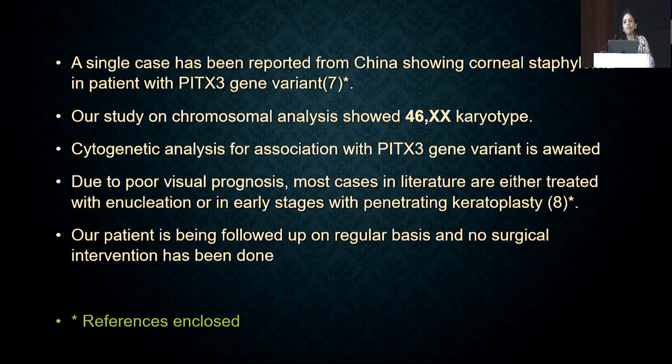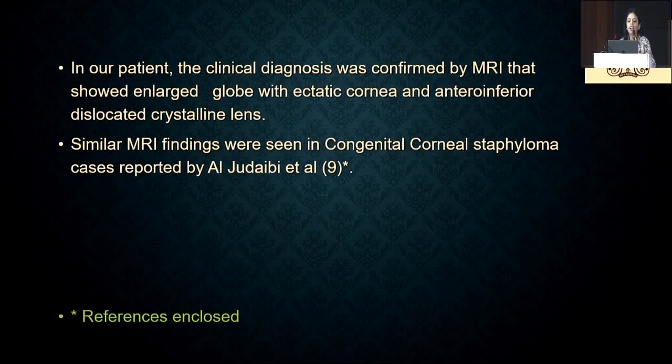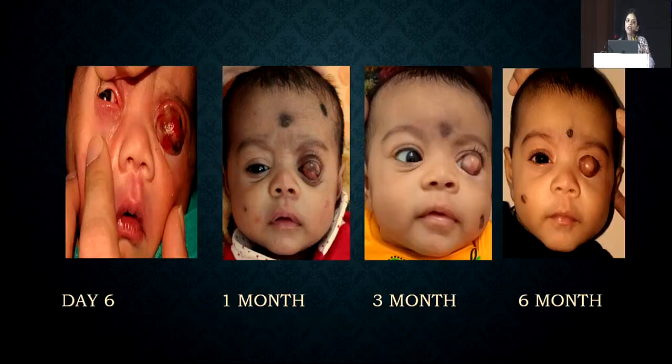These babies have a poor visual prognosis and are mostly treated either by enucleation and, if detected early, by penetrating keratoplasty. We are following up our patient and we have confirmed our clinical diagnosis by magnetic resonance imaging, which showed an enlarged globe, ectatic cornea, antero-inferiorly displaced crystalline lens, thus confirming the clinical findings with the MRI findings, which was similarly seen in the study conducted by Al-Judabi et al. These are the serial photos of the baby which was monitored by us.